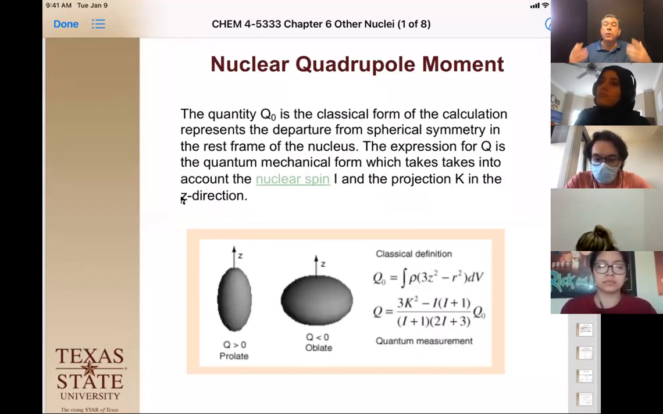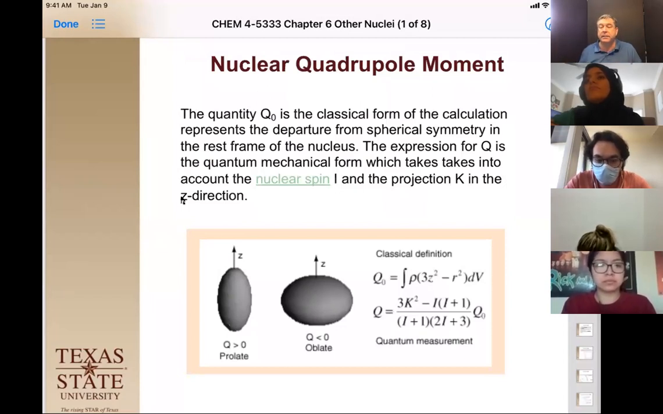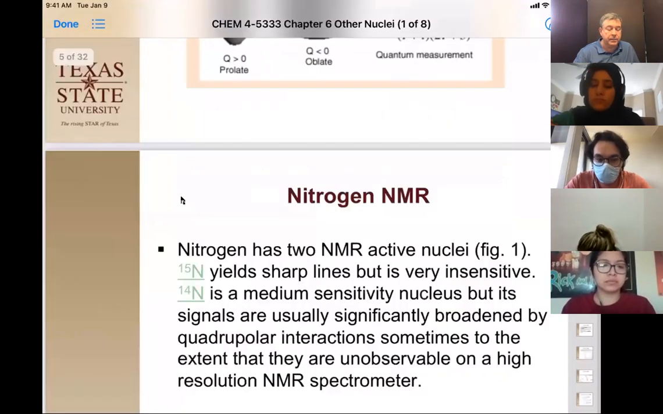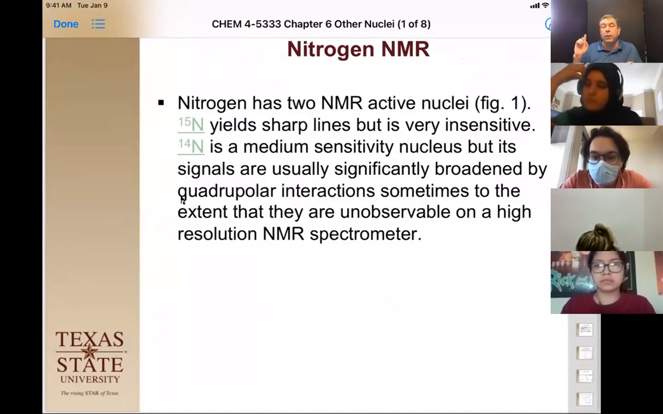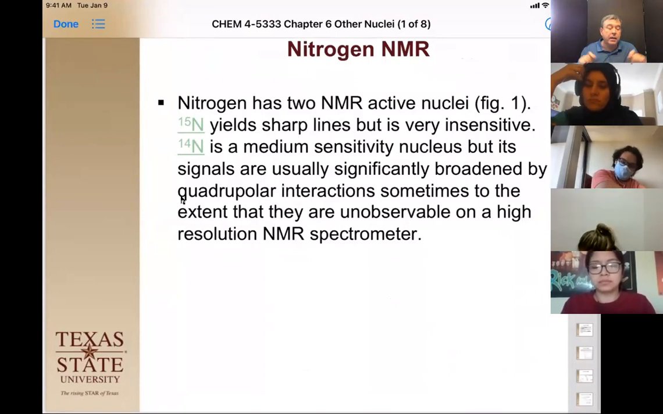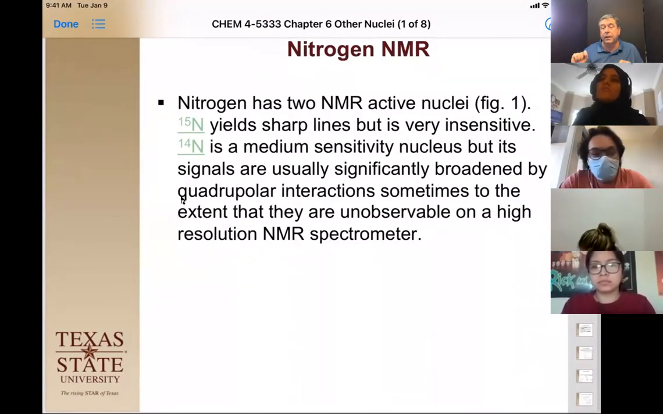Okay. So when we're looking for a great nucleus, we're looking for something with a half spin or multiple half spins and a quadrupole moment of zero. Those are going to give us our cleanest lines, and those are going to give us our most useful NMR active species. Okay, so let's go back to nitrogen here. Nitrogen 14 has an integer spin of one, so we can see it. However, it gives us those broad lines because of that quadrupole moment. The 15 gives us sharp lines, and we can use that more.